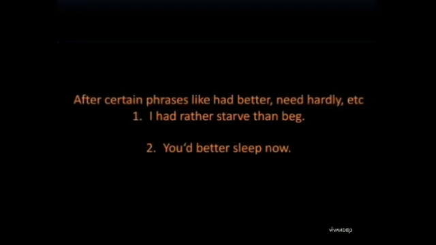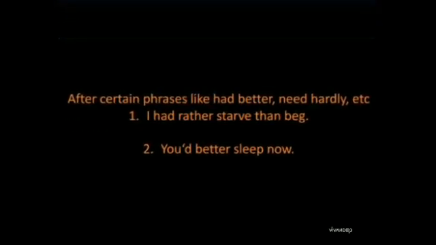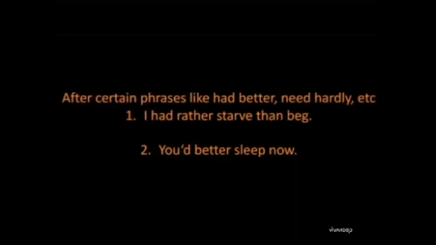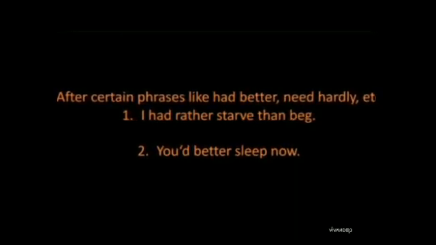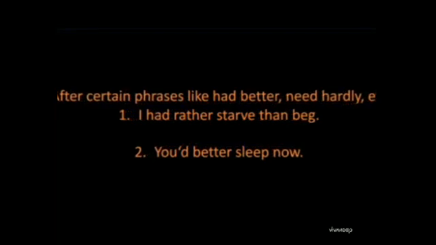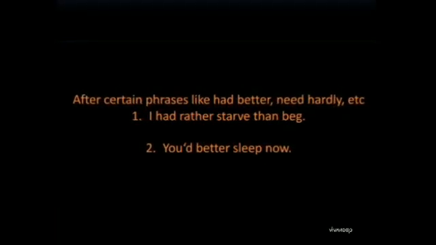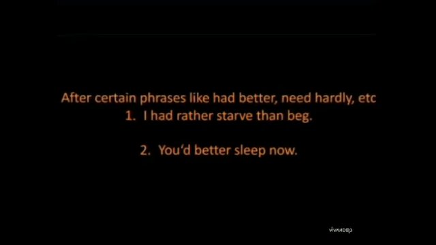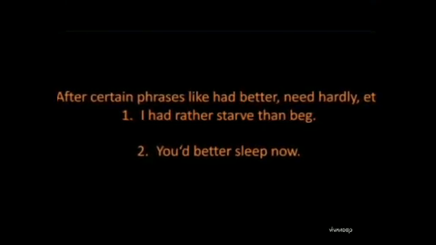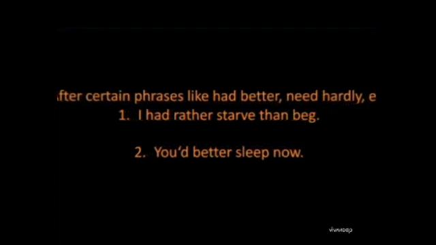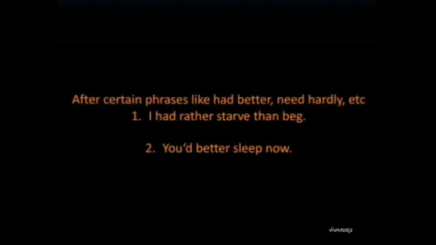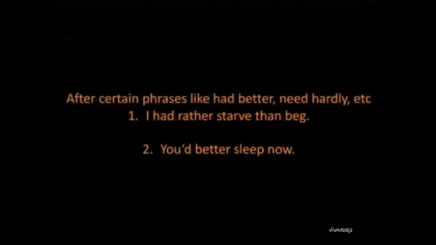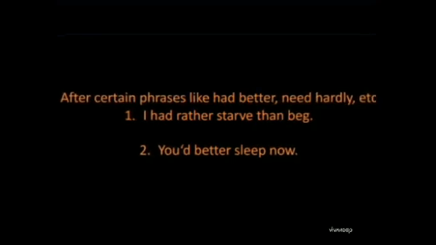After certain phrases like had better, need hardly, etc.: I had rather starve than beg. Starve is the infinitive. Second sentence: you'd better sleep now. Sleep is the infinitive.